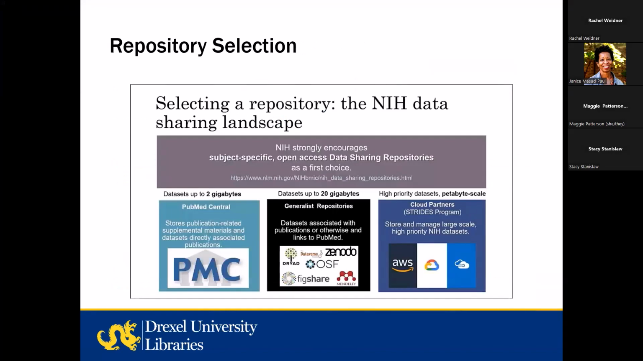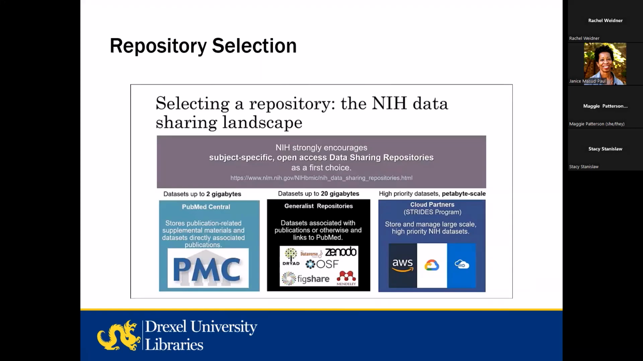I'm going to stick with the NIH for a moment. As it says here, they strongly encourage subject-specific open access data sharing repositories as their first choice. But if a data repository isn't specified, then you can use discipline-specific repositories.